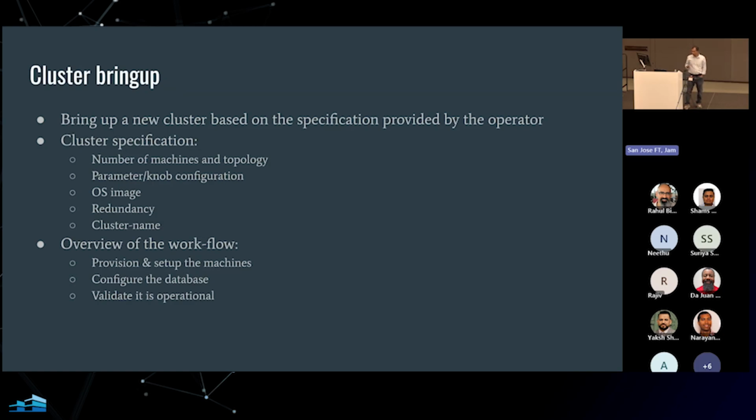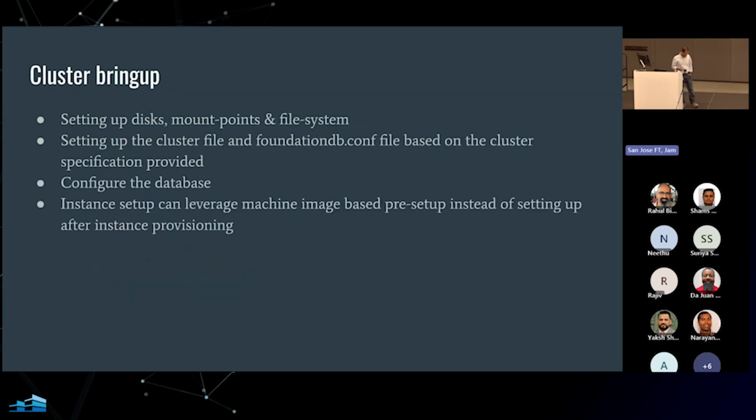Broadly, the workflow will look like this: you provision the machines that are asked for, set up those machines with the user specification, and then you configure the database and validate it as operational. The setup itself is a little more involved, in the sense that you are setting up the disks, the mount points, and the file system. And the thing that I talked about, the FDB cluster file and the conf file, based on the cluster specification provided, and you configure the database, which is to create the database.